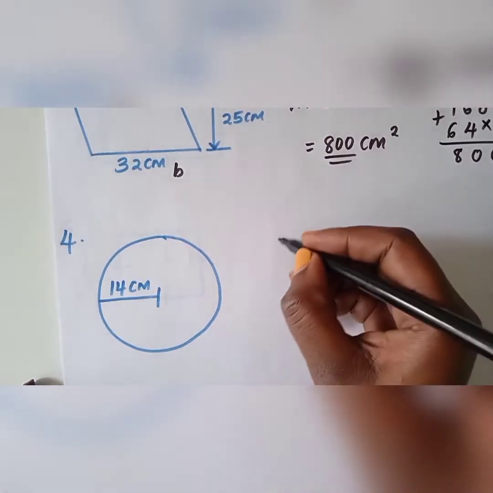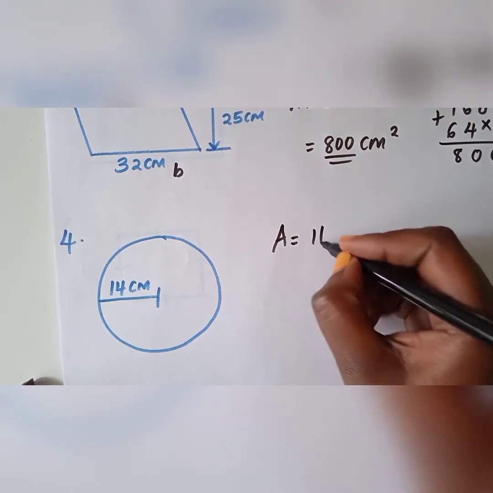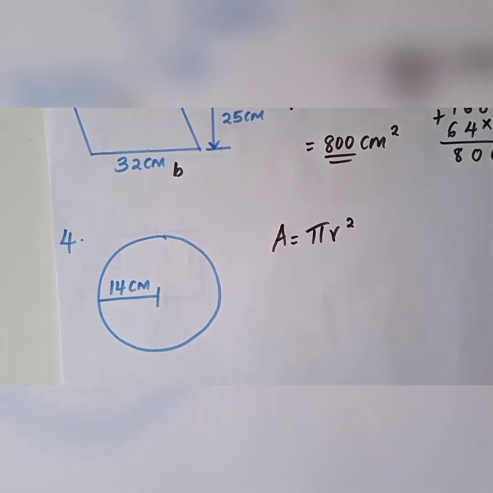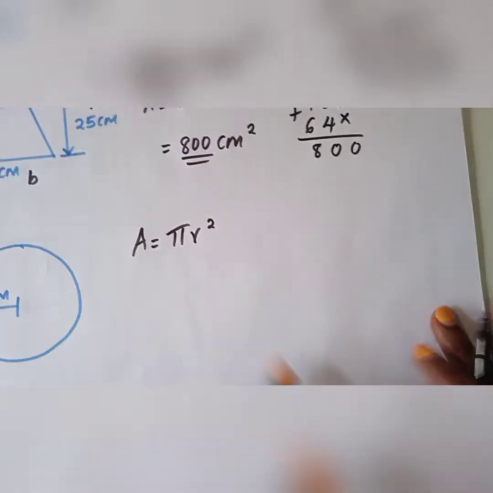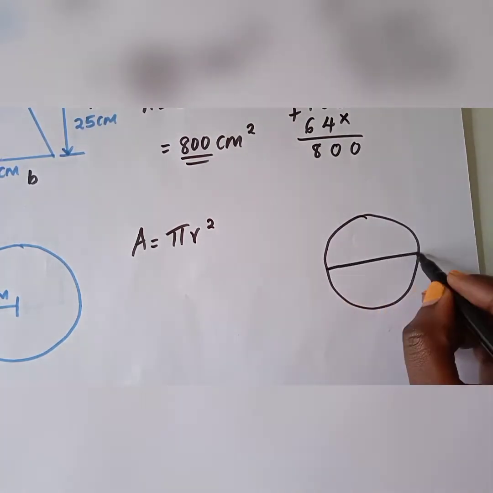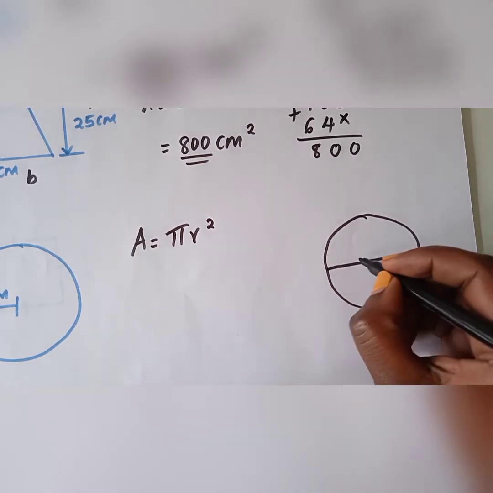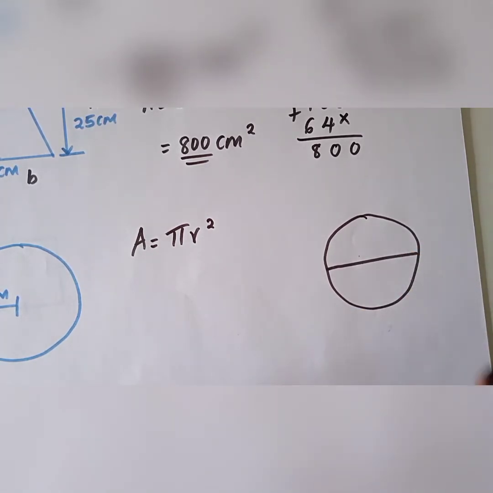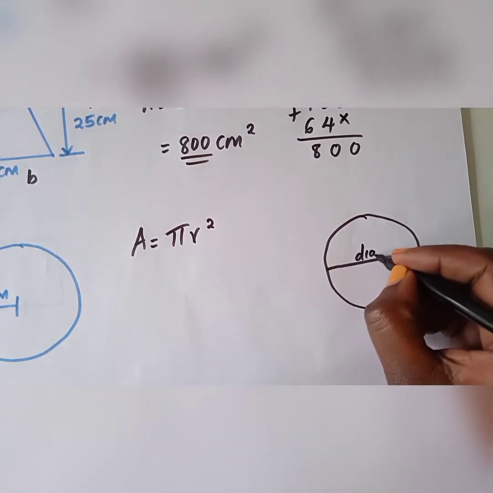Now area of a circle, area equals pi r squared, and r is the radius. So if this is your circle, the line that cuts the circle into 2 equal parts, or the line that is passing through the middle, is called the diameter.